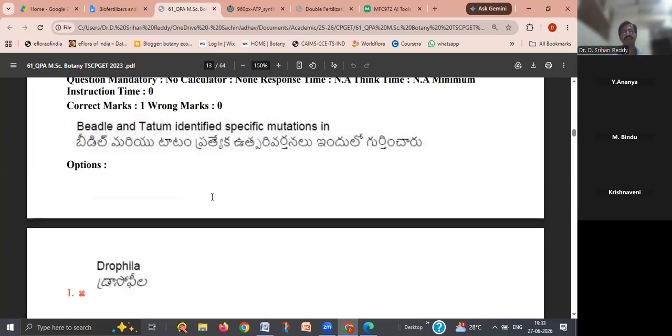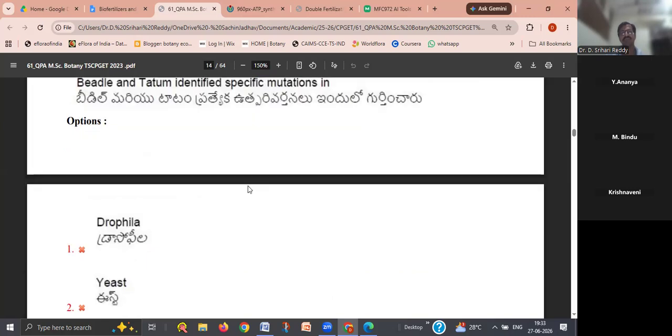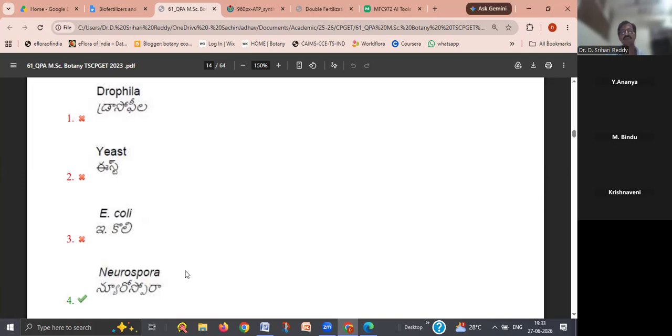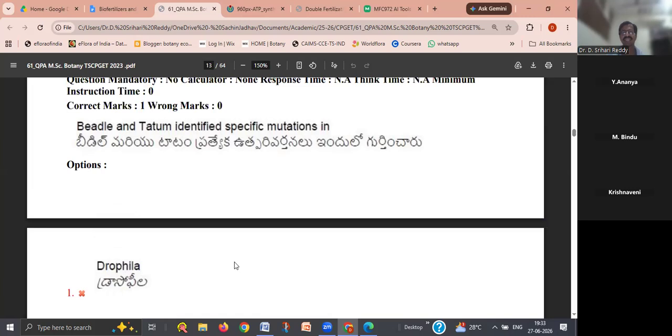Next, Beadle and Tatum identified specific mutations. They worked on specific mutations, creating auxotrophs, the nutrient deficient varieties, by mutation. They used Neurospora crassa, a fungal organism, for their studies. They created specific mutations in Neurospora crassa, which are nutrient deficient varieties.